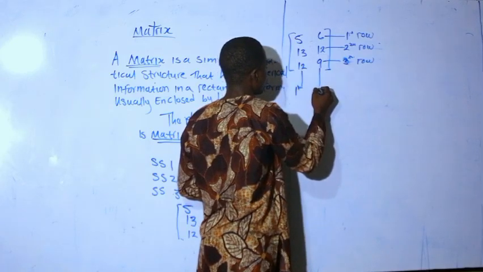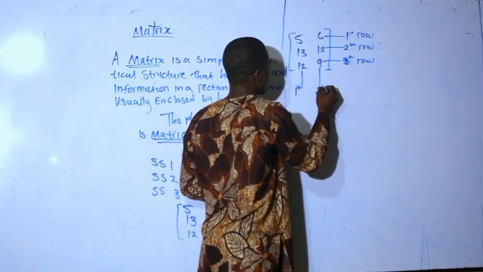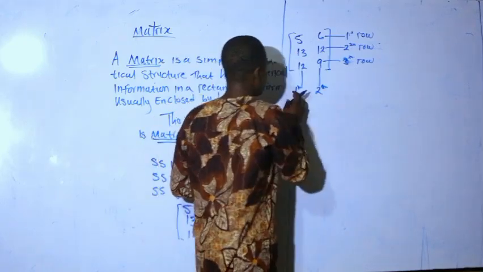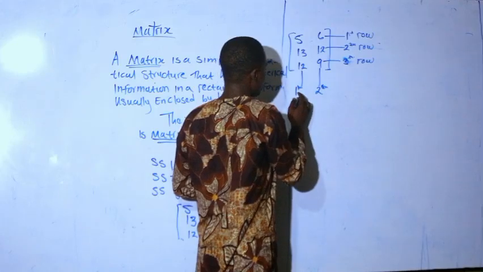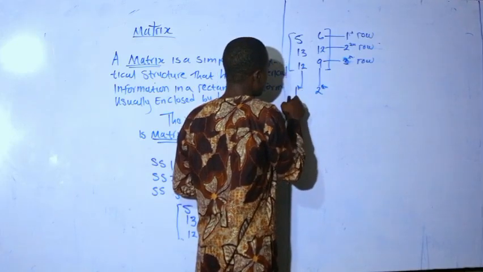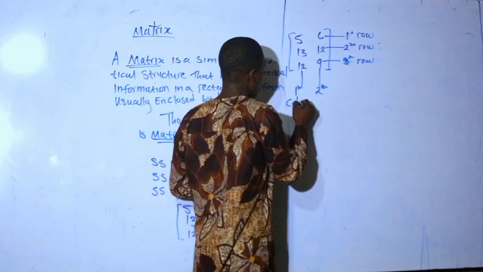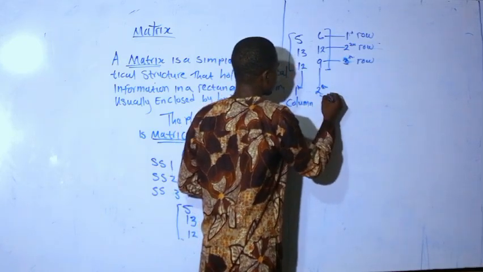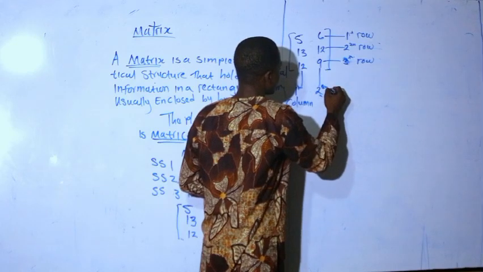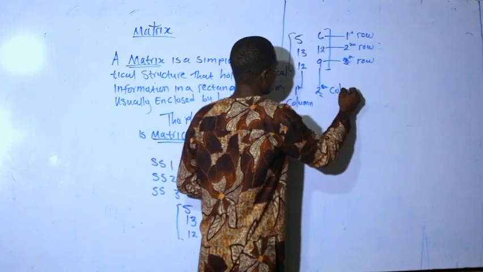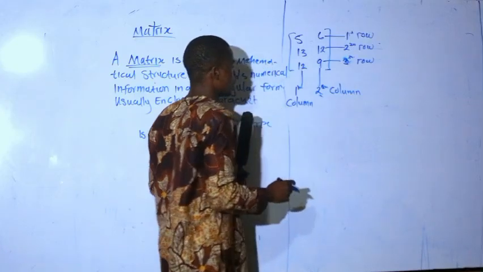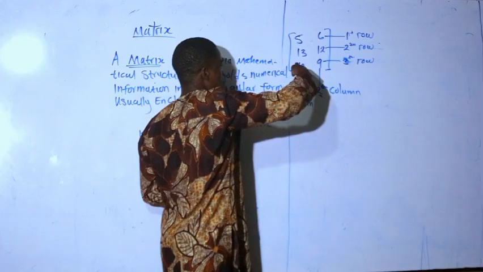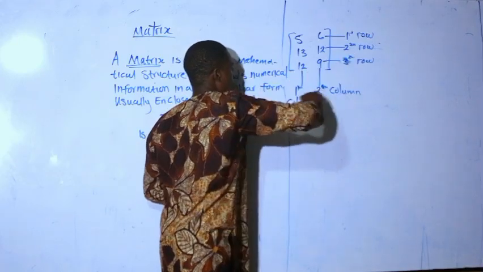Now, this one is first, this second. This is first column. This one we call second column. Like this is called row, like this is called column.